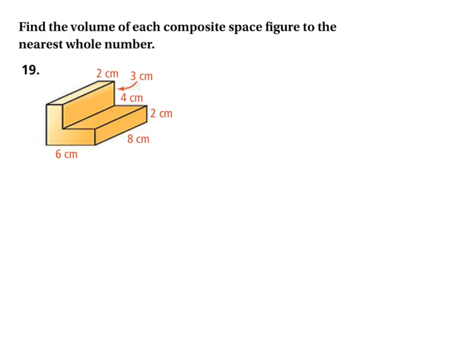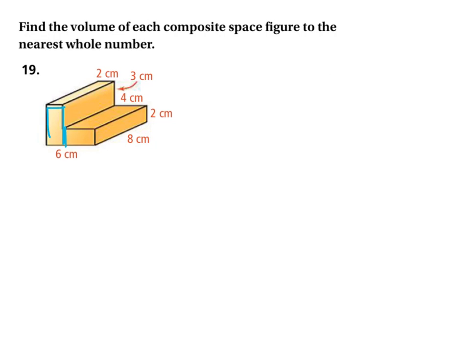Okay, find the volume of each composite space figure to the nearest whole number. Okay, what does that mean? Well, what we need to do is split this. Let me just change my colors here. We're going to split this thing down so that it's a couple of rectangles, and we're going to need to calculate some values. So how are we going to split it? Let's split it along this line right here.